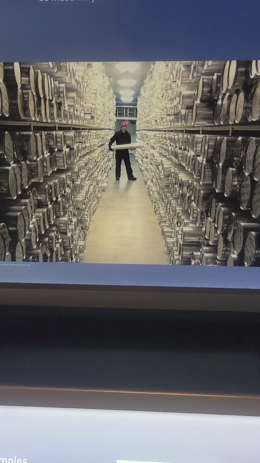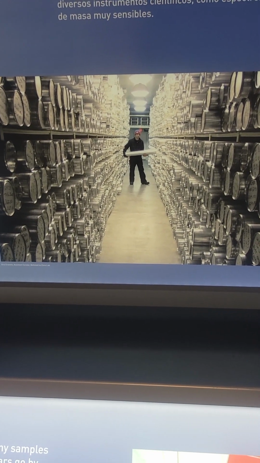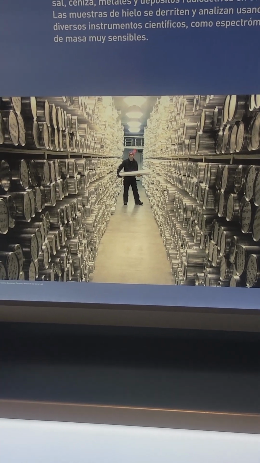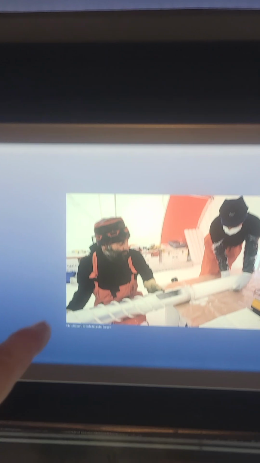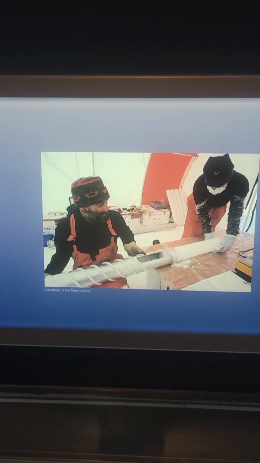Okay, as many of y'all know from my previous videos, I actually prep samples for carbon 14 dating. I want to go over some of the pitfalls of ice core dating. So here's where they store the ice cores, and here's a picture of how they drill them out.